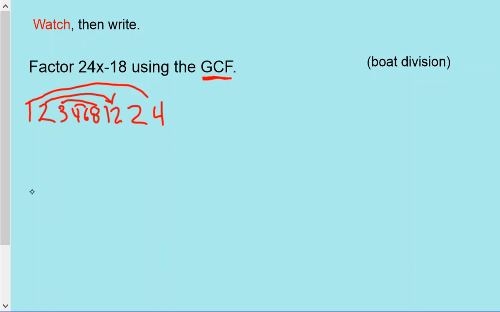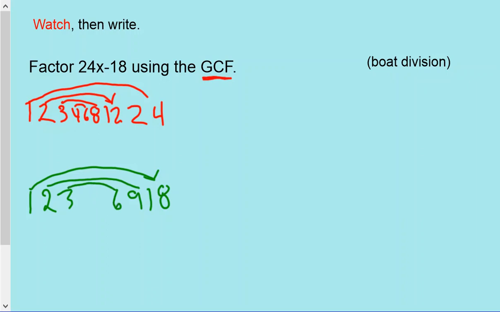For 18, it would be 1 and 18, 2 and 9, and 3 and 6. And then if we look at these factors, the greatest number that goes into both of them would be 6.